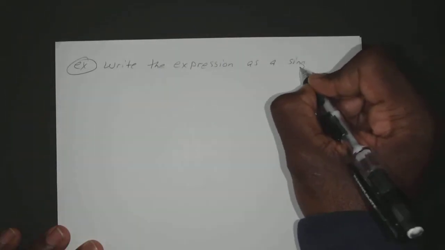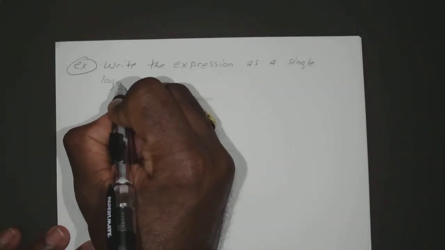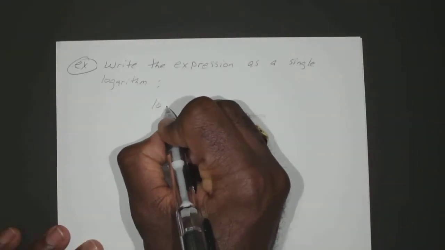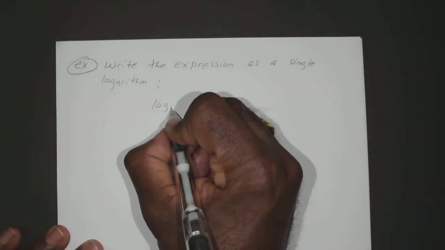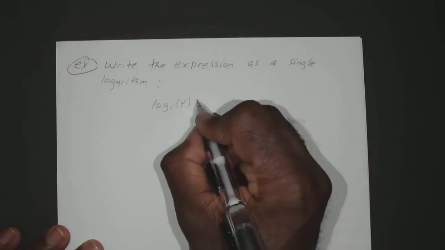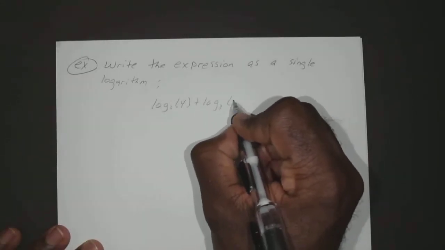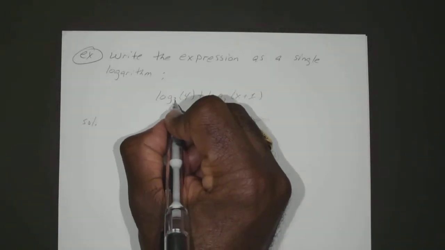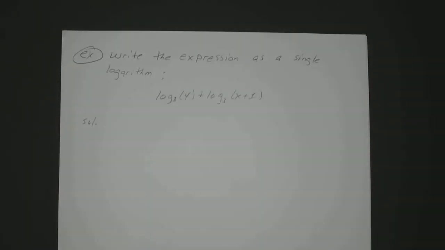Write as a single logarithm. Okay, so if you have log base 3 of 4 plus log base 3 of x plus 1. Sometimes you don't have coefficients to worry about. Sometimes it just goes right into it, where the only thing you have to worry about is one plus sign or one minus sign.